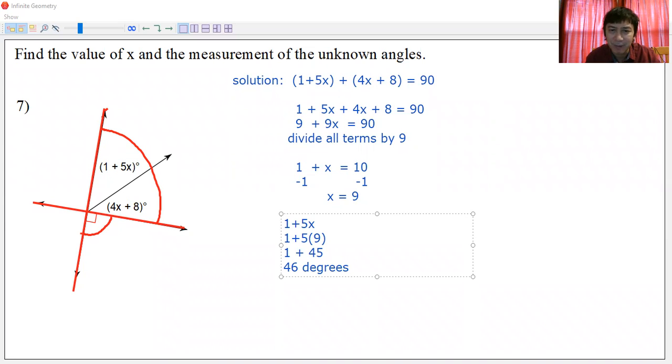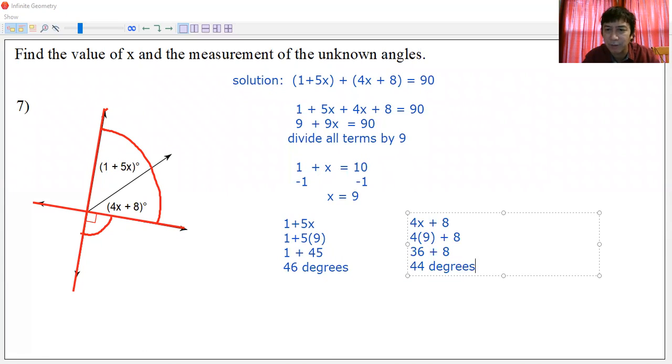Next, we can solve for the other. The other one is expressed as 4x plus 8. So this means 4 times 9 plus 8. This gives us 36 plus 8, which amounts to 44 degrees. And so we have 46 and 44.